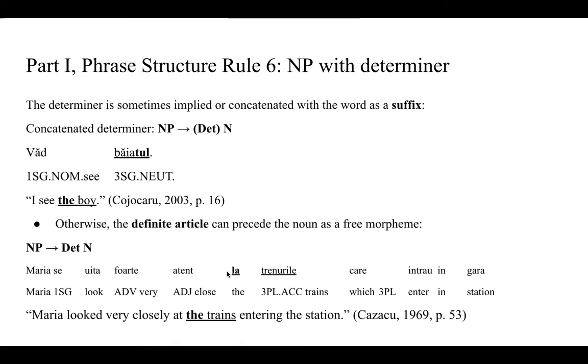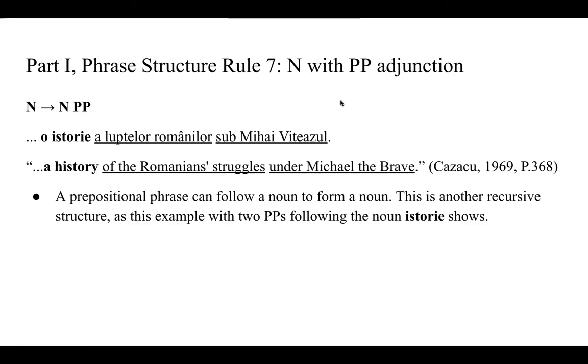The noun phrase la trenurile, the trains, contains the definite article as a free morpheme determiner preceding the noun. And lastly, we show how nouns can take prepositional phrases with the following rule. A noun is composed of a noun plus a prepositional phrase.